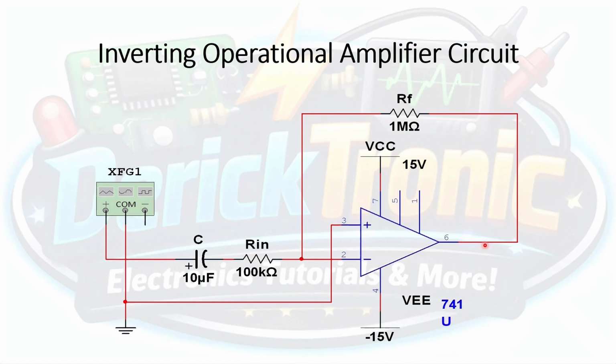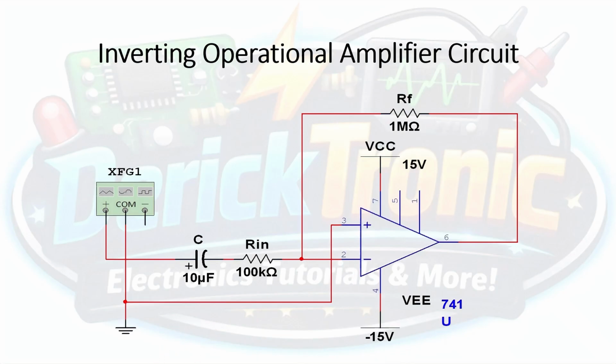The output pin, pin number 6, of our operational amplifier, or our 741 integrated circuit, will be connected to a 1 mega ohm resistor. This resistor we will call the feedback resistor. The other side of that feedback resistor will be connected to pin number 2.